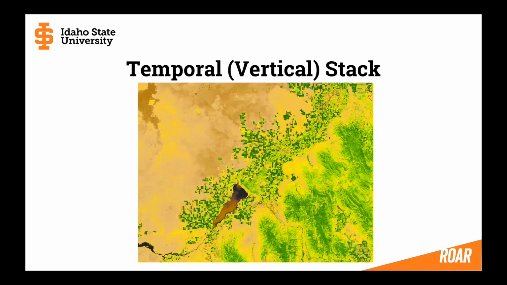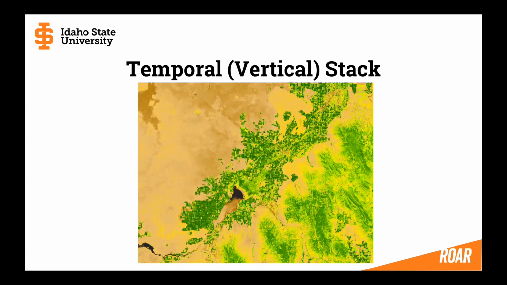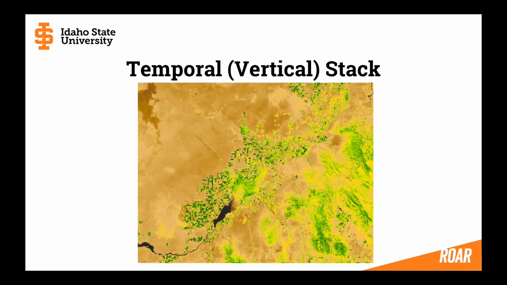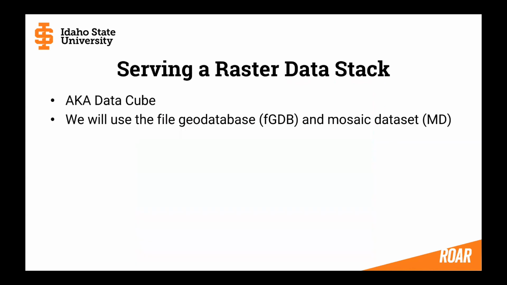A little bit later in the same growing season, covering the exact same area. The only difference is time, the time component here. So that's why we call it a temporal, or if you can imagine it as a vertical stack. So it doesn't matter what type of data stack we have, we're going to serve it in the same way. Some folks call that a data cube. To do this, we're going to use the file geodatabase and Mosaic dataset.